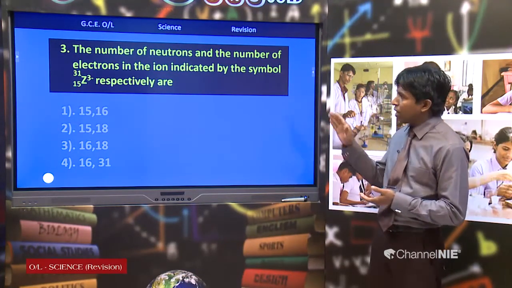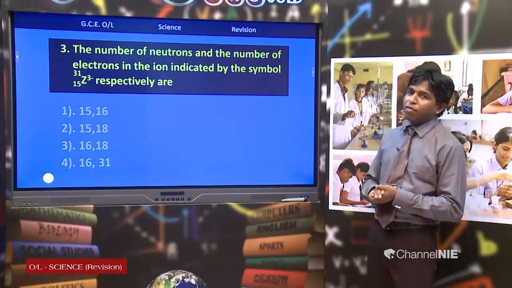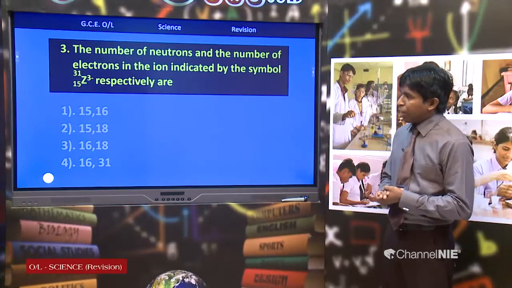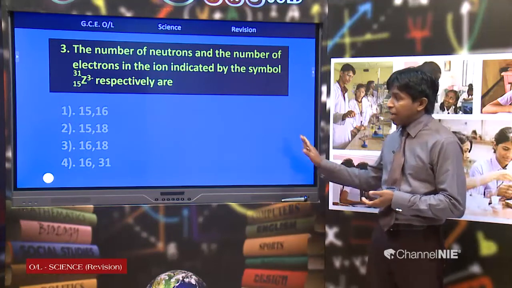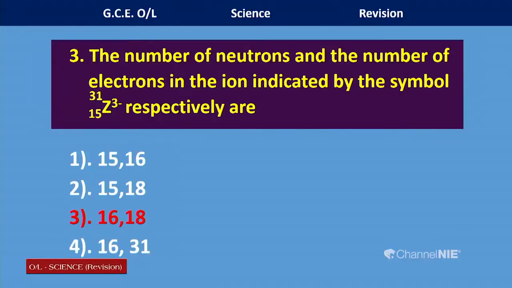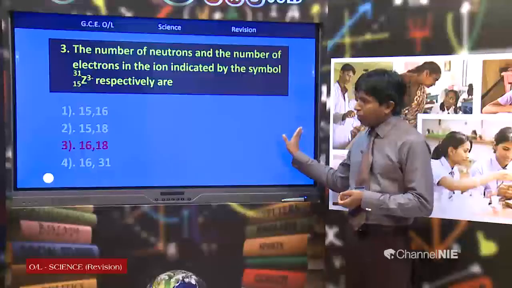So, the first one you have to get is the number of neutrons, 31 minus 15 is 16 neutrons, and the number of electrons will be 18. Correct order, neutrons 16 and electrons 18. So, the answer will be the third option, 16 neutrons and 18 electrons. So, let us move on to question number 4.